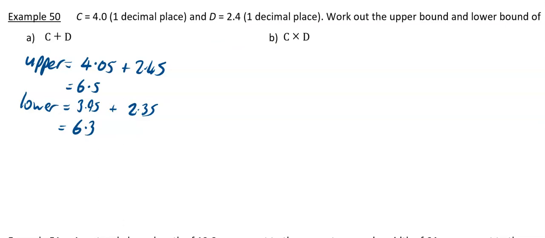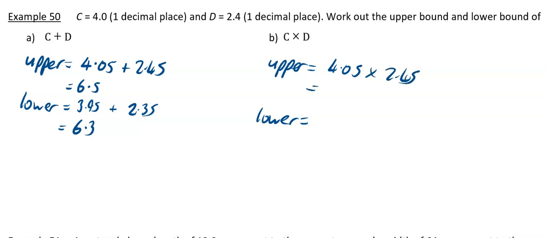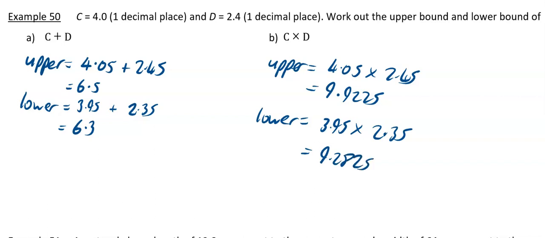Okay, same idea for c and d. C times d, so we'll just write down upper equals, and we'll write down lower equals. For the upper bound, it's multiplying, so it's just the upper bound of c times the upper bound of d. And we'll work that out. If you work that out in your calculator, you'll get 9.9225. Likewise, your lower bound is going to be 3.95 times 2.35. And again, if you do that on your calculator, you're going to get 9.2825.